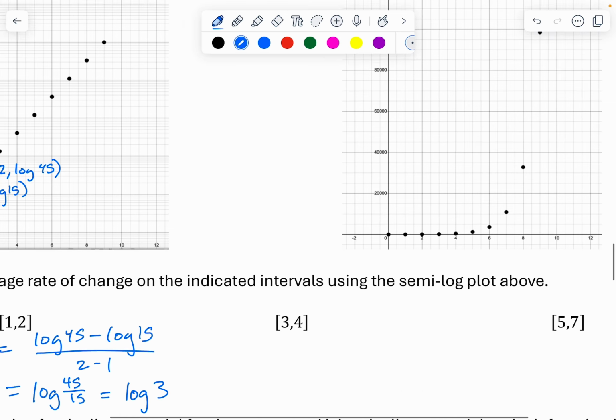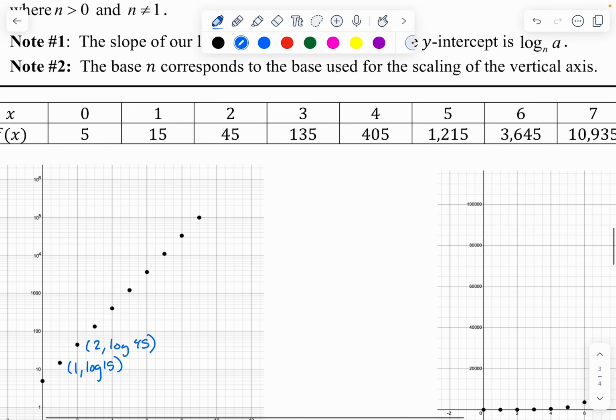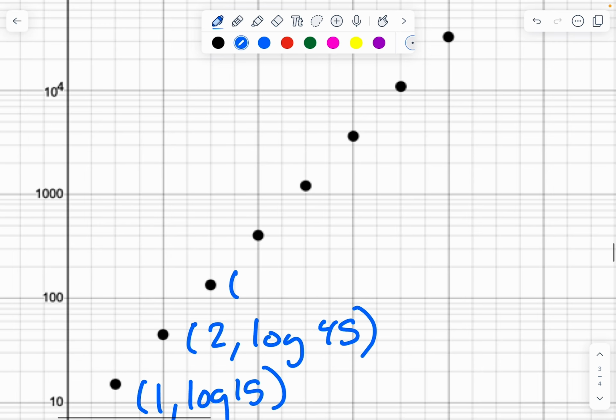Okay, the next one at 3 and 4, I would have, so here would be, this would be the point 3.